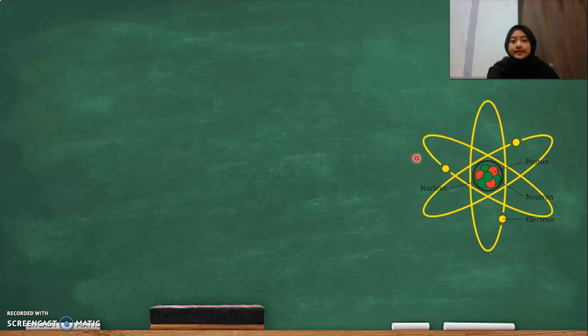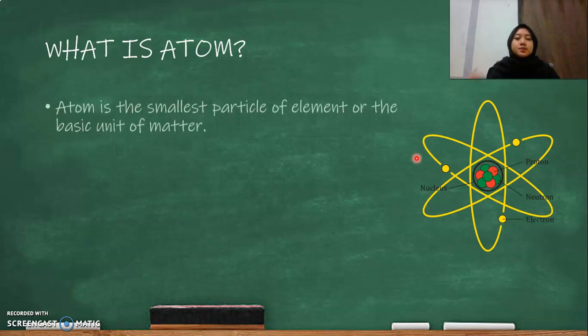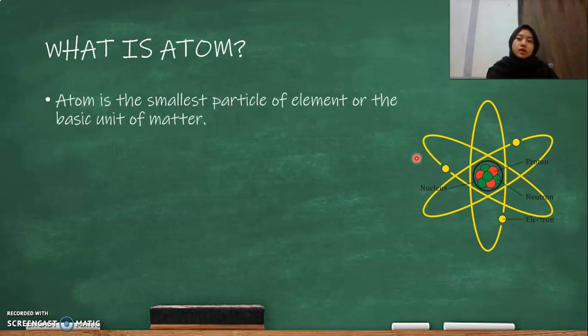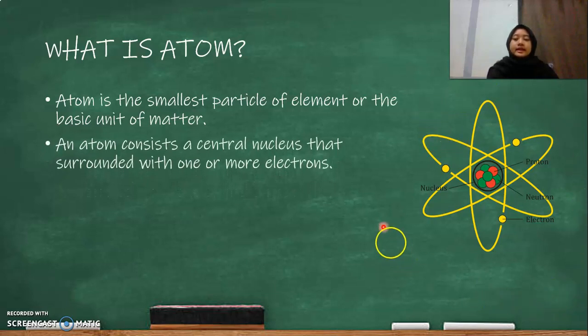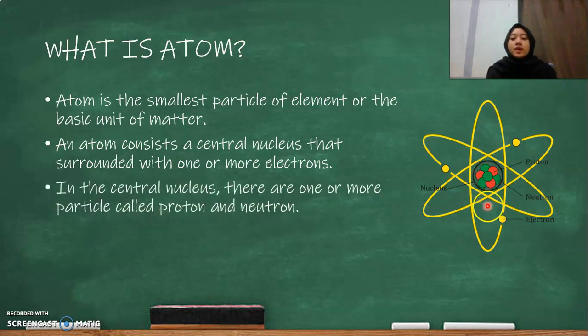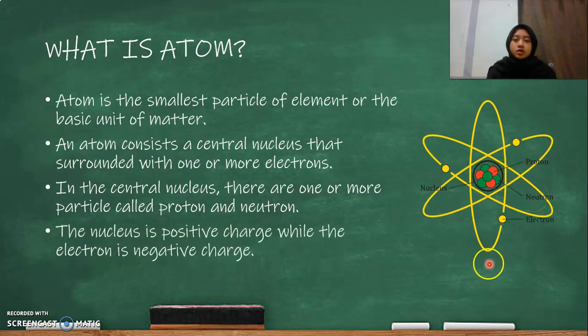So what is an atom? So atom is the smallest part or the basic unit of matter. As you can see in the diagram here, in an atom we have the nucleus, which is at the central part, and then we have electrons, which can be one, two or more, surrounded around the nucleus. In the nucleus we have proton and neutron, which are positive charge, and then we have the electron that surrounds the nucleus, which is a negative charge.